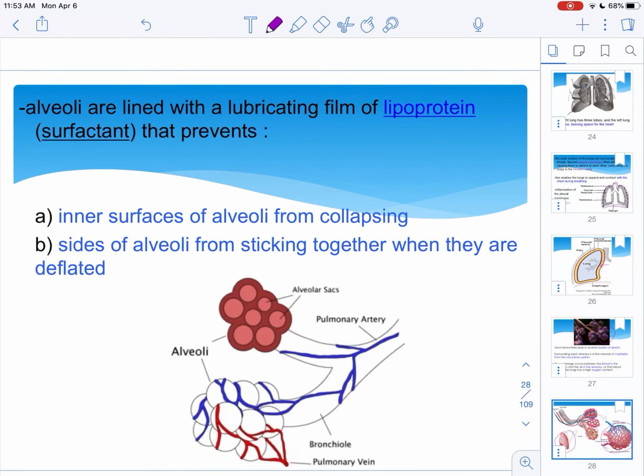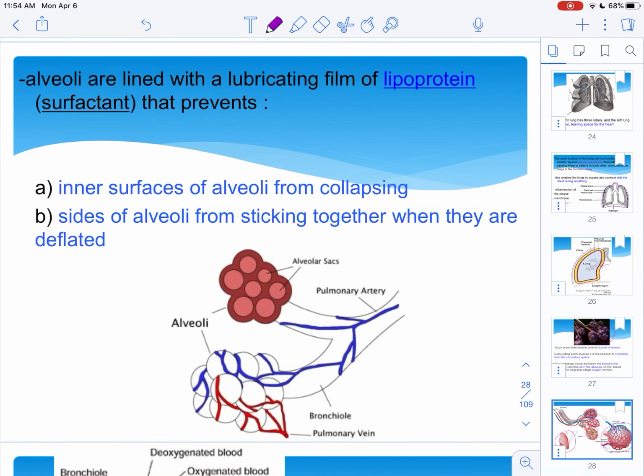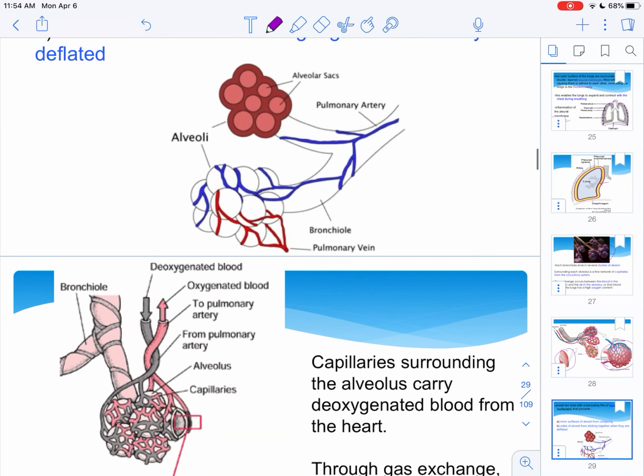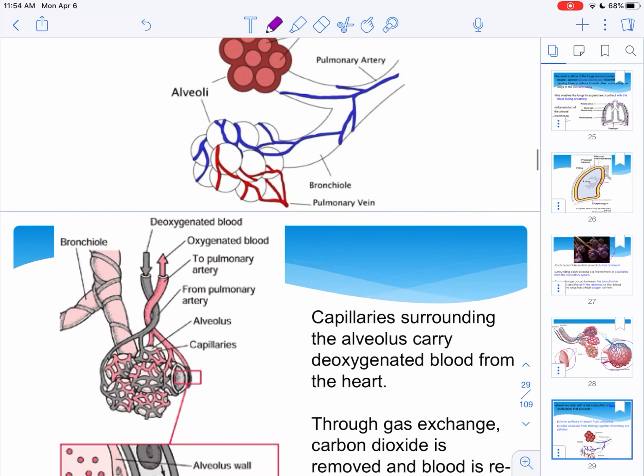The surfactant, or lipoprotein, inside the alveoli keeps it from sticking or collapsing, so it would not be so difficult to inhale if it was collapsing. So that lipoprotein is like a fatty material that makes it easy to inflate and breathe in every time.